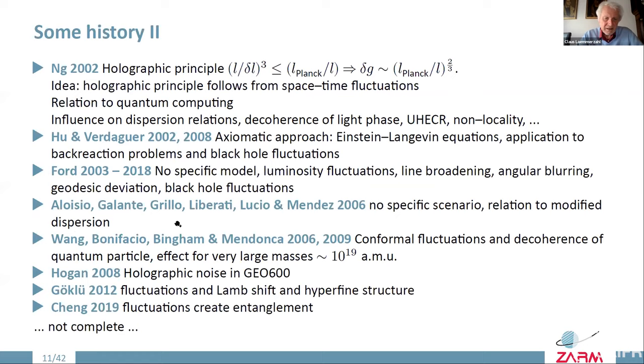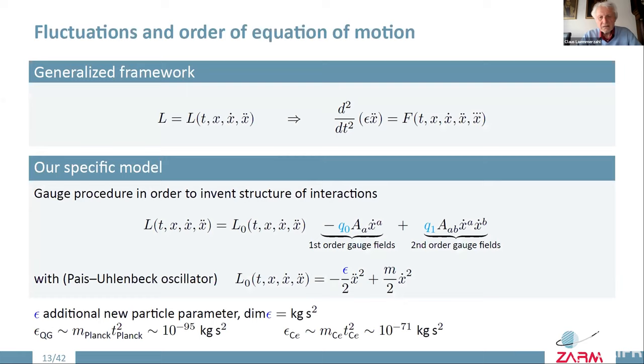There are also relations to a modified dispersion relation, or the conformal fluctuations in the British group. And then there was this discussion on a holographic noise, and then also inference on the Lamb shift and hyperfine structures, that is, inference on bound systems, and also something on fluctuations to create entanglement. Okay, now I will make a few examples here.